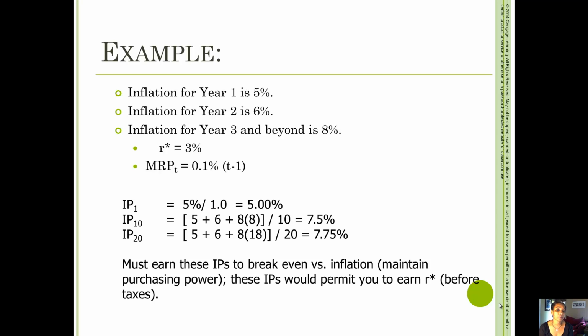So the inflation premium for year 1 is just going to be that 5%. But the 10-year inflation premium is going to be the average of the inflation for the next 10 years, so 5 plus 6 plus 8 plus 8 times 7, divided by 10. And then for the 20-year premium, 5 plus 6 plus 8 plus 8 times 17, divided by 20. So that gives us our inflation premium for 1 year, 10 years, and 20 years.